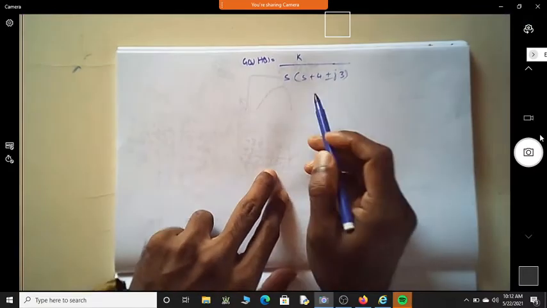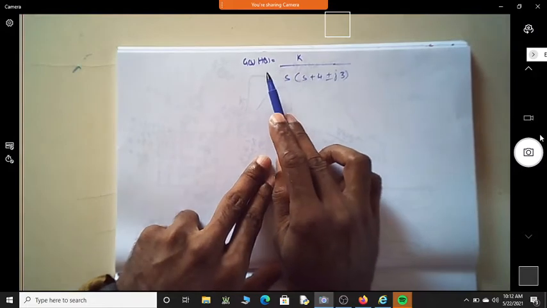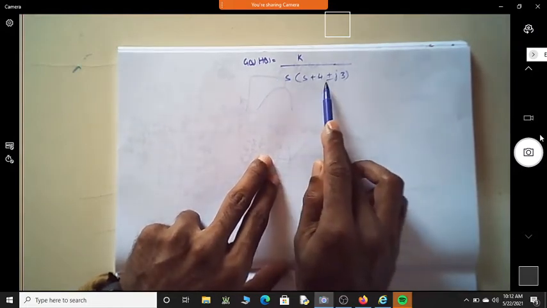Okay, now see what this is. This is an open loop transfer function of a system having a pole at the origin, and complex conjugate poles.